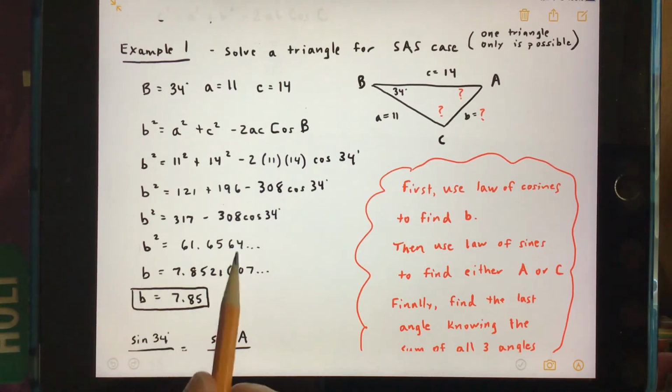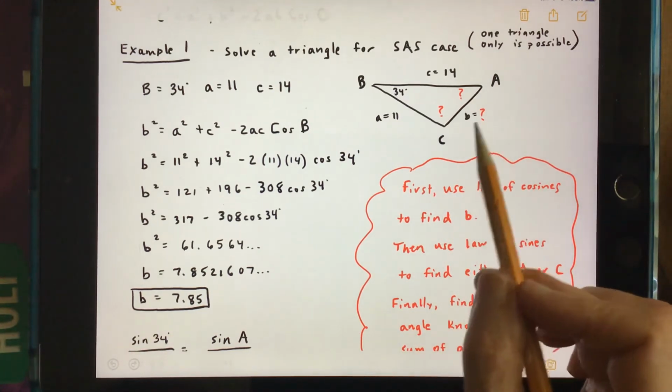At this point, I will just leave this in my calculator, and I'll take the square root of this number to get it down to b, and I'll see this on my display, 7.8521607, and so on. And then I'll go ahead and round that off to 2 decimal places. To the nearest hundredth, b is equal to 7.85.